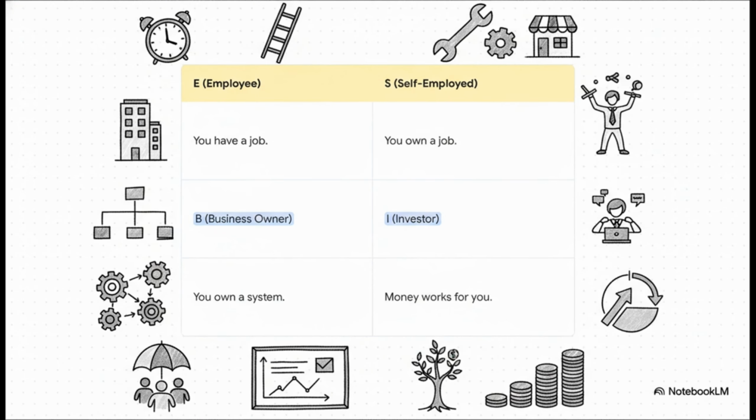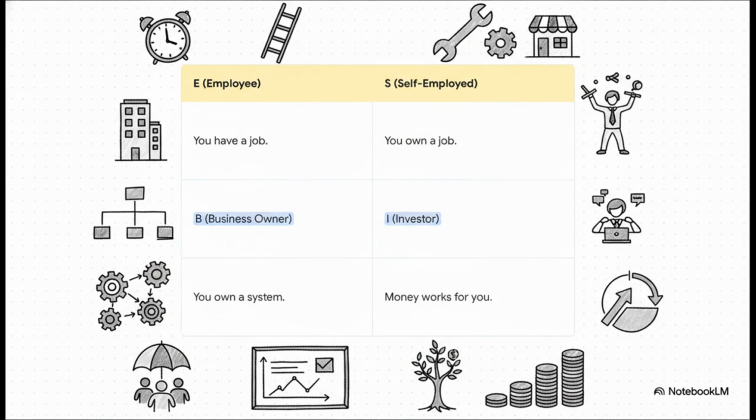So here it is, the whole quadrant. On the left side, you've got E for employee. Pretty straightforward. You have a job. And S is for self-employed or small business owner. Basically, you own your job. The catch here is if you stop working, the money stops coming in. Now, on the right side, we have B for business owner.